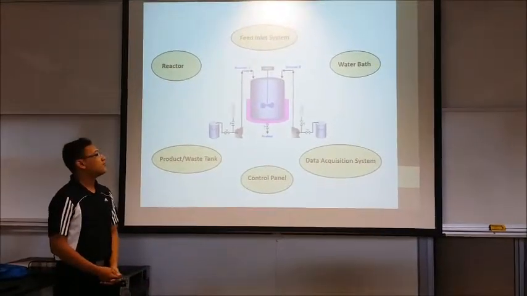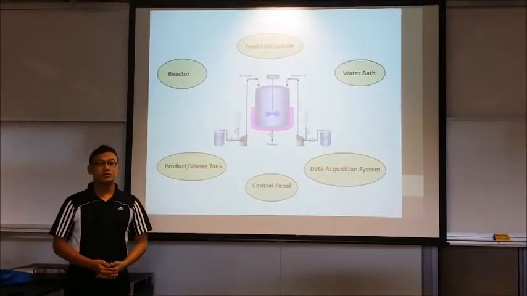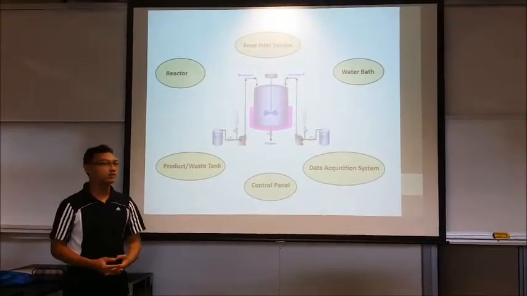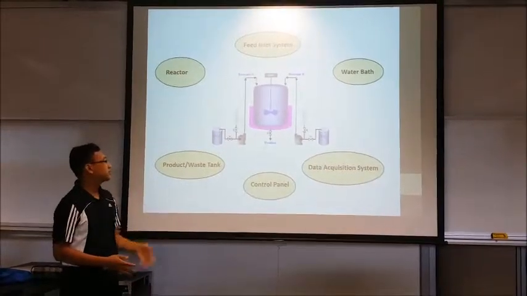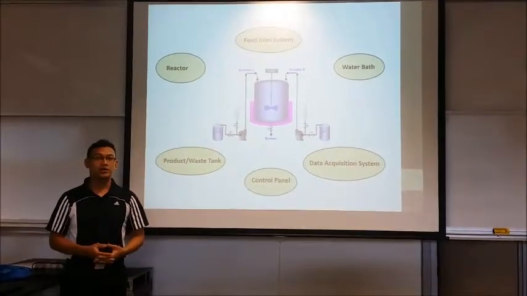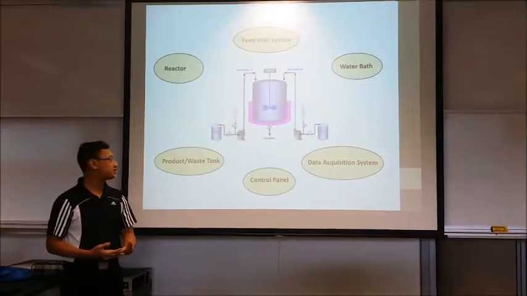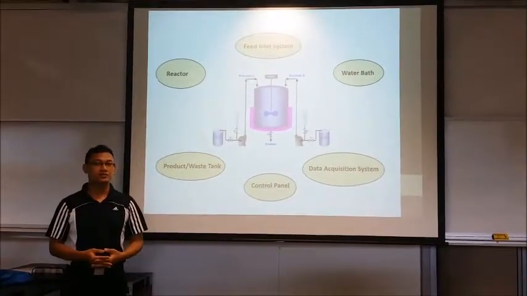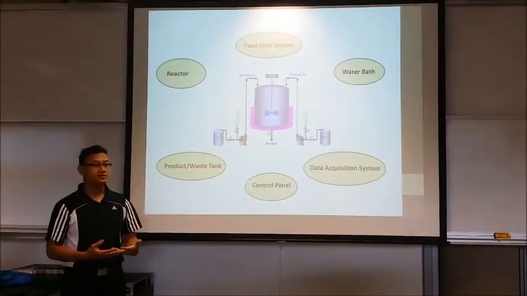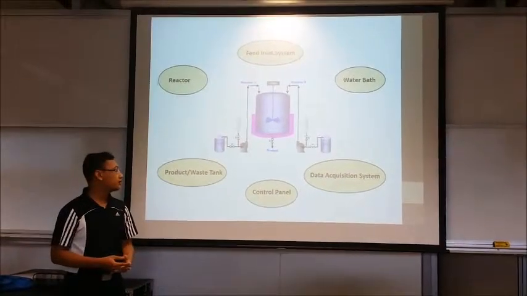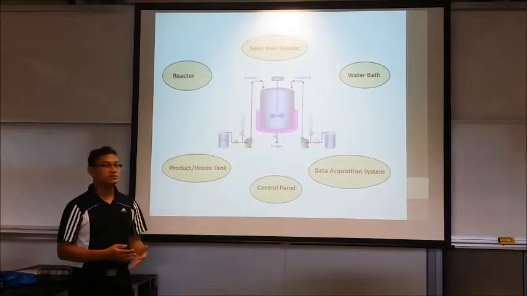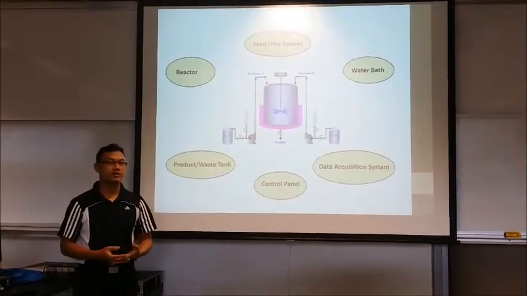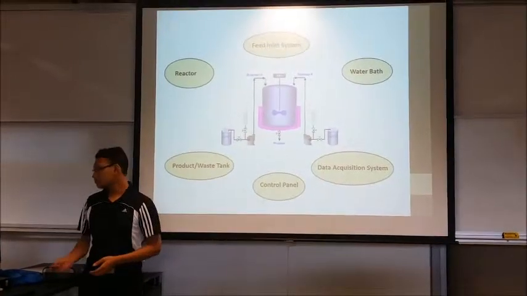The water bath is used to heat the reactant in the feed tank, and the product waste tank is to collect the product or waste before they are discharged. The control panels are used for controlling the operation of the unit, such as the temperature or the stirrer speed. And the data acquisition system is basically a computer which collects the data and tabulates it.